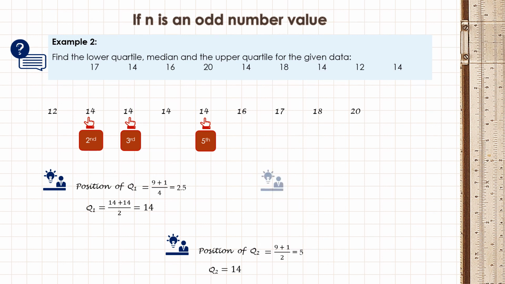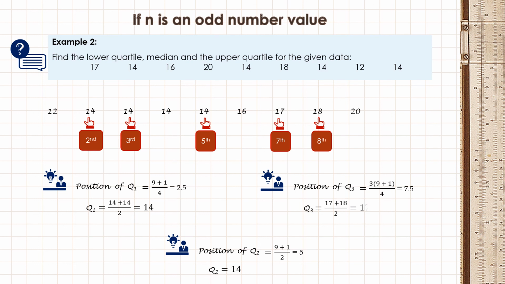And the last one, for the upper quartile, the position of the third quartile is 3 times (9 plus 1) divided by 4, equal to 7.5. So the position of the third quartile is between the 7th and 8th position. So the third quartile is (17 plus 18) divided by 2. So the third quartile is 17.5.